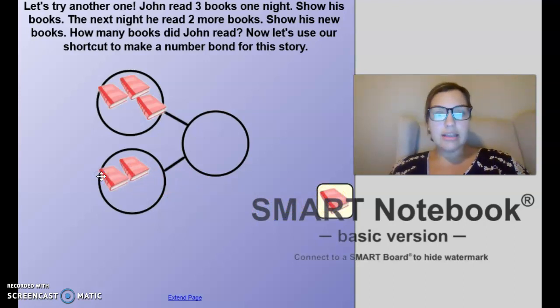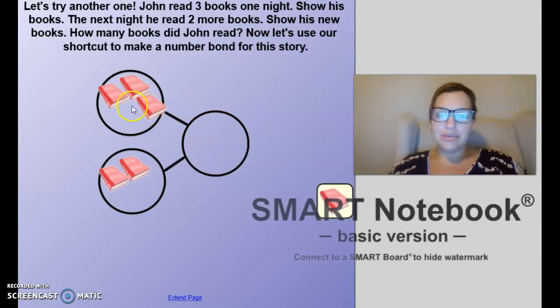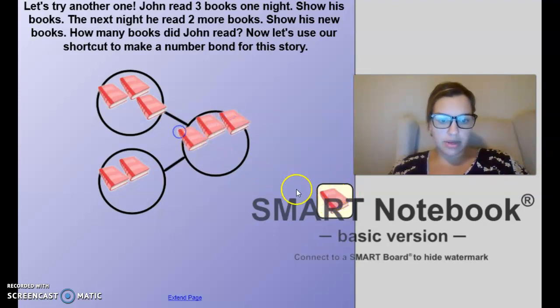So 1, 2. And to figure out how many he read all together, or my whole, am I going to add them together or subtract? I'm going to add together. So let's count. 1, 2, 3, 4, 5. So how many books do I need over in this circle in my whole? 5. 1, 2, 3, 4, 5. Do our pictures look the same?